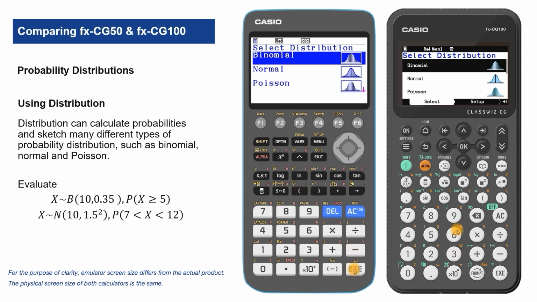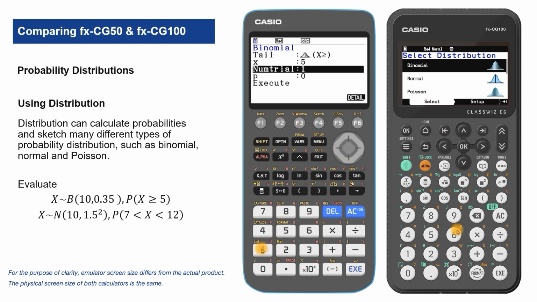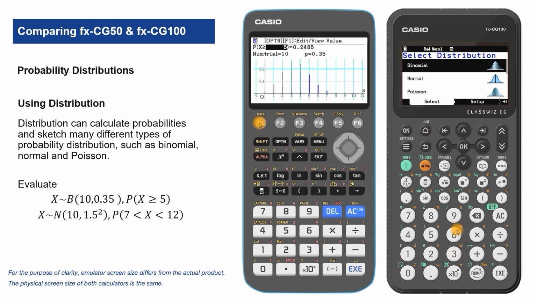For the fx-CG50, the required distribution can be selected to display the parameter input screen. First, one of the four regions can be selected. Then the values of x, n, and p. Execute performs the calculation and displays the probability, together with a vertical line graph of the distribution with highlighting. As the display probability is truncated, a more complete decimal value can be seen by using Option.